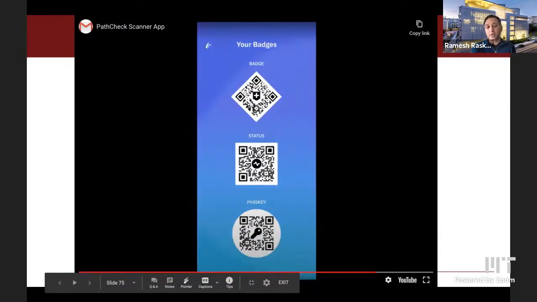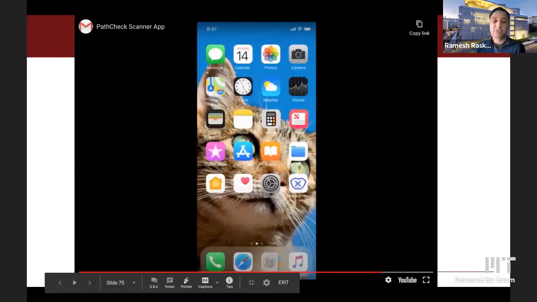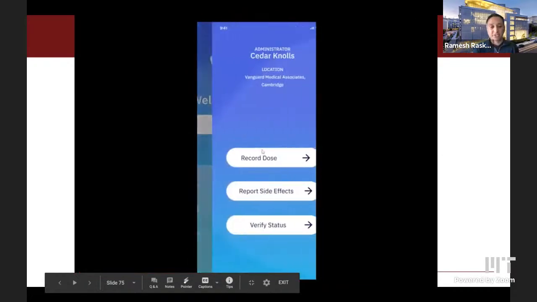And as James talked about, these badges have different shapes: the complete badge versus the status versus the passkey. So the stickers can be placed at the right locations on the vaccination card as well.